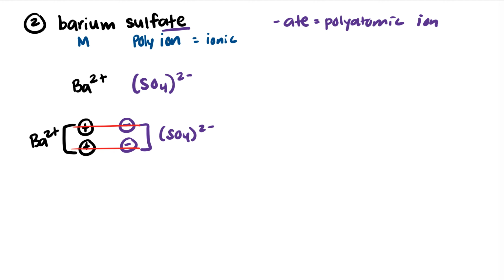And so how many barium ions did we use? We used just 1. How many sulfates did we use? We just used 1. And so our final answer is 1 barium and 1 sulfate.